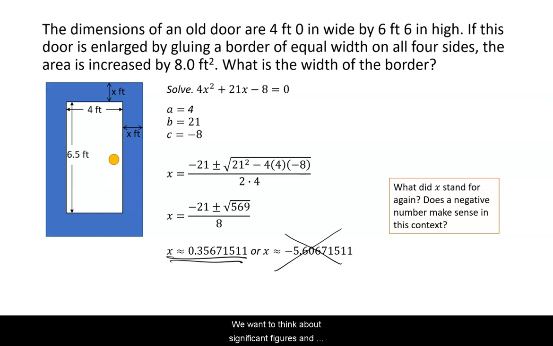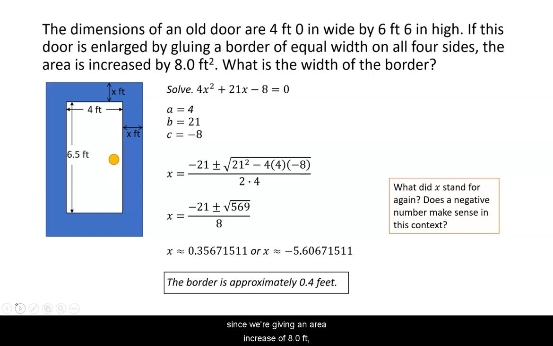We want to think about significant figures and appropriate rounding. The best rounding might be to change this back to inches and round from there. This works out to be approximately 4 inches. But even rounding to the nearest tenth of a foot, which would also be appropriate since we're given an area increase of 8.0 square feet, we would end up with the border being approximately 0.4 feet in width.